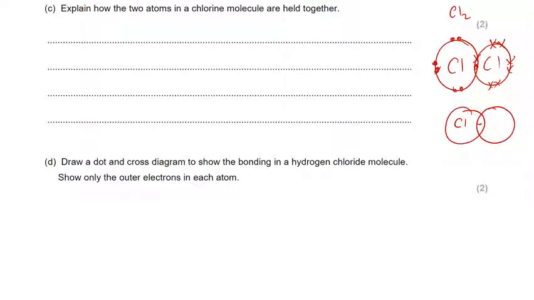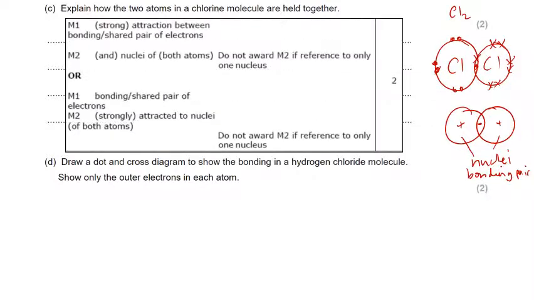Now, this shared pair of electrons, if I just draw that out again in a more simple way, those shared pair of electrons are negatively charged because electrons are negatively charged. Then in the middle, you have the nucleus, and the nucleus is positive. So you have the positive nucleus in the middle. So here when it says explain how the two atoms in a chlorine molecule are held together, the two nuclei are attracted to the negative bonding pair. Okay, and that's what holds them together.